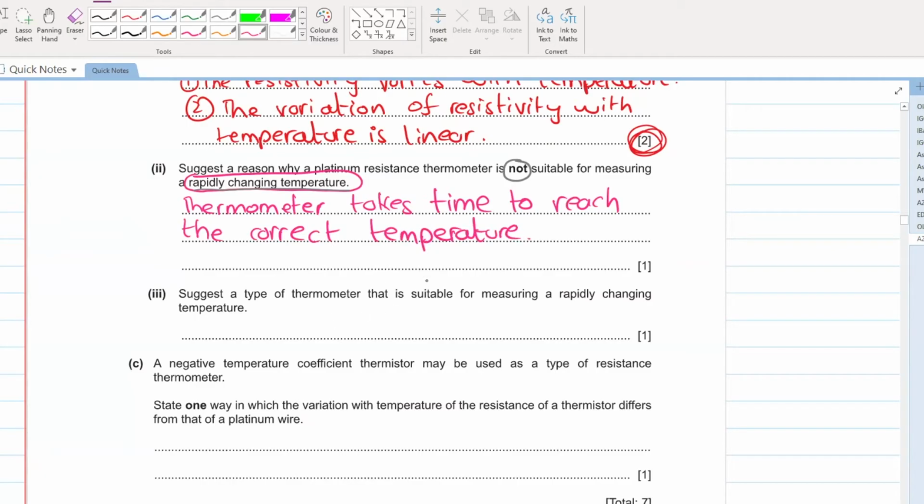State a type of thermometer that is suitable for measuring a rapidly changing temperature. Which thermometer can we use to measure a rapidly changing temperature? Thermocouple. Thermocouple can be used to measure a rapidly changing temperature. Basic O levels IGCSE physics.